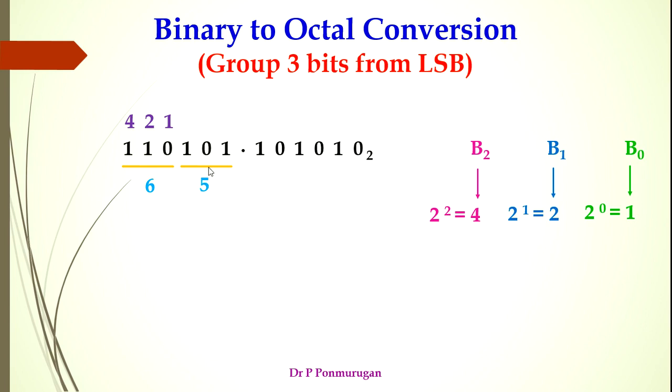So we have completed the left side of the decimal point, and for the right side we can take 3 bits, and we calculate with the 4-2-1 code. Here it is 4 into 1 which is 4, and 1 into 1 which is 1, so 4 plus 1 is 5. For the next 3 bits, with the 4-2-1 code we will have 2.